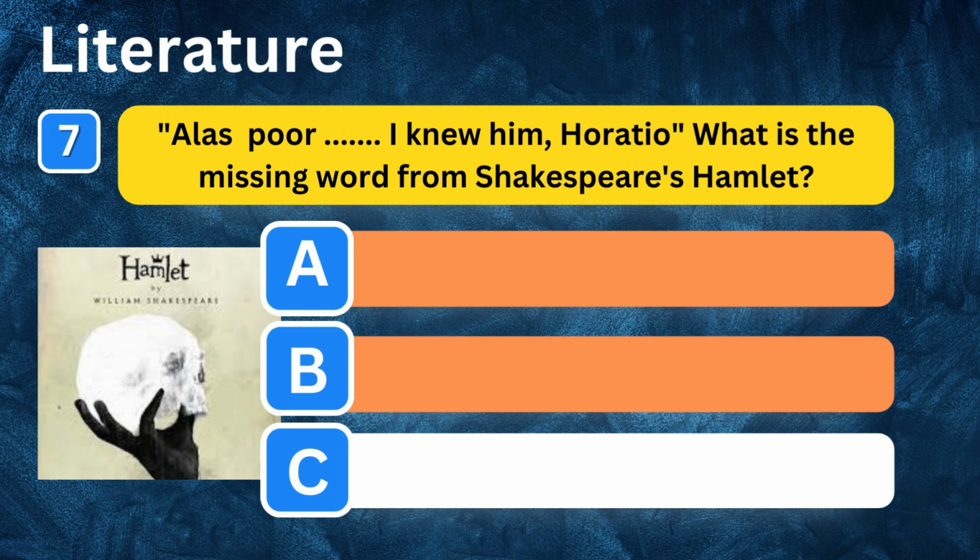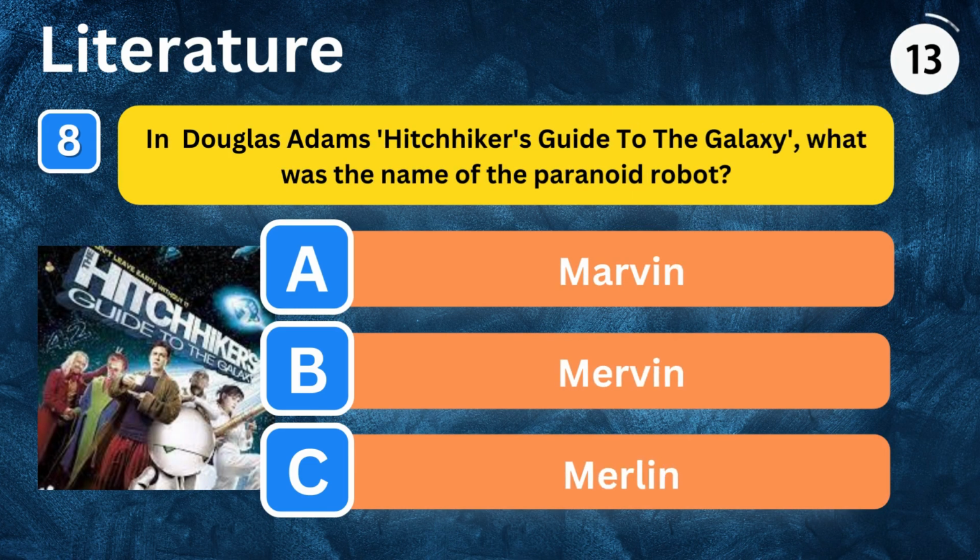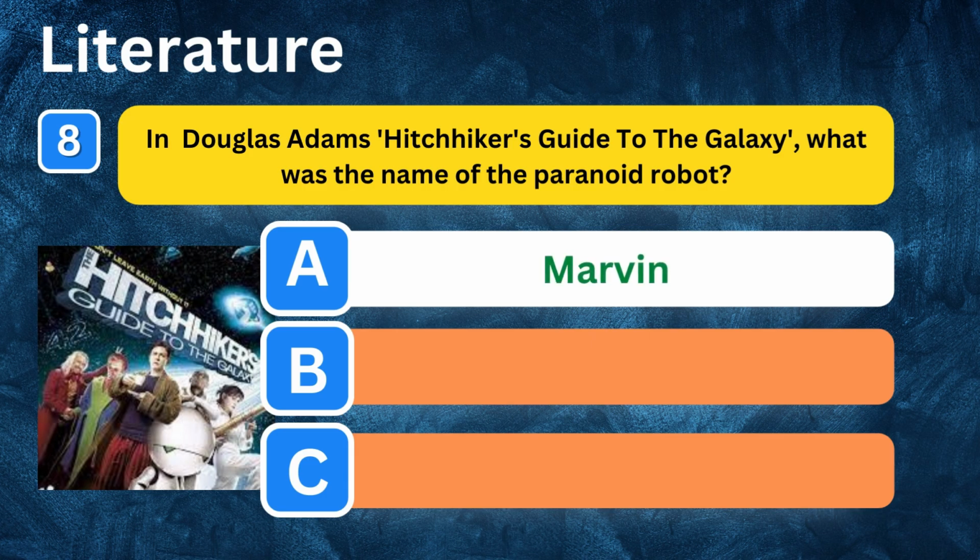Question number 8. In Douglas Adams' Hitchhiker's Guide to the Galaxy, what was the name of the paranoid robot? Was it Marvin, Mervyn, or Merlin? And the answer is Marvin.